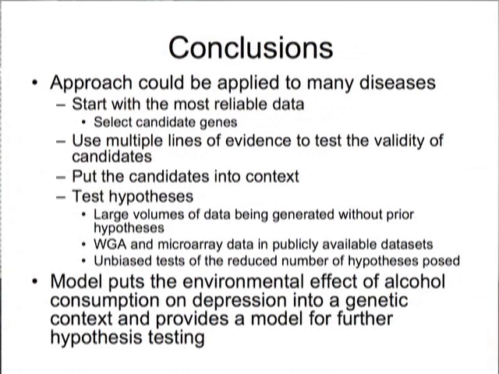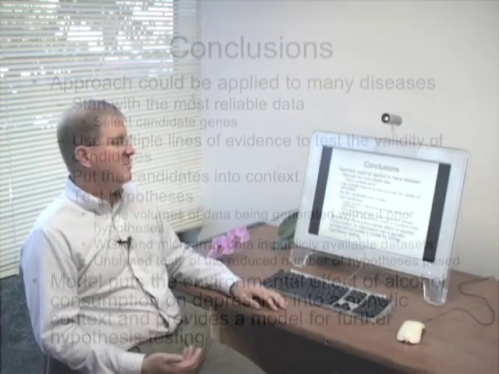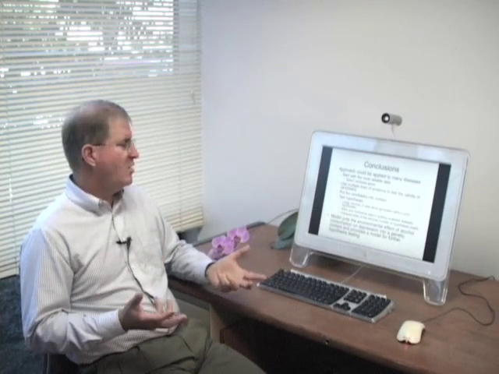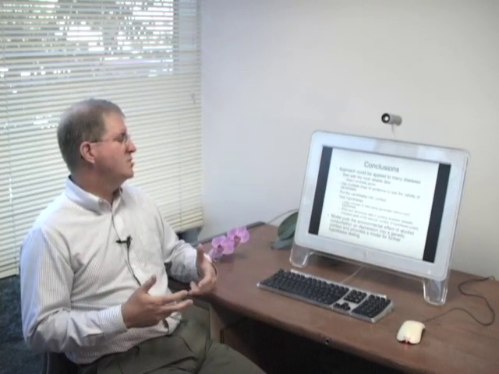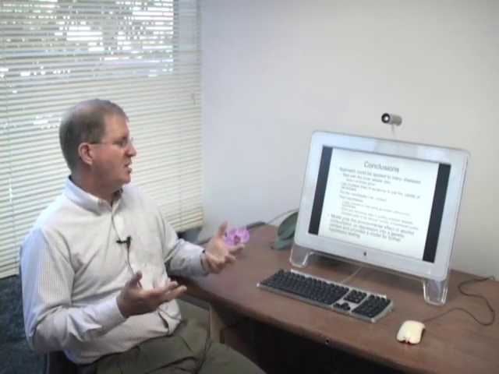And at this point, we now have candidate genes where we could go back to genome-wide association or microarray data and use those data to test the hypotheses that specific variants are associated with the disease. And we end up with a model that puts the environmental effect of alcohol consumption into a genetic context and provides a model for further hypothesis testing.